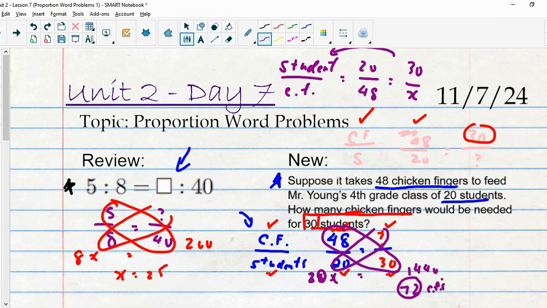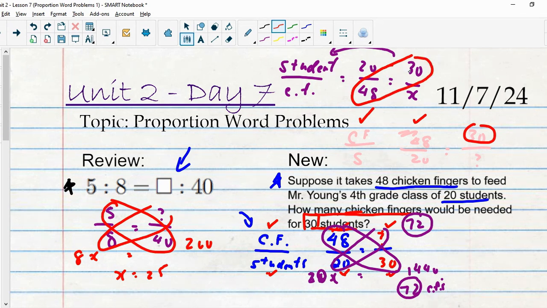So if we have more students, right, do we need more chicken fingers? Yeah, in this case, how many? 72. Okay, now let's check it out up here because we wrote it a different way. Let's see if the answer is the same. All right, don't worry. If you don't get it right now, it's okay. We're going to do some more examples, okay? So don't get too stressed out.